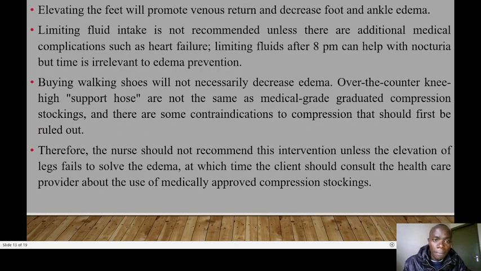Remember that elevating the feet will promote venous return and decrease foot and ankle edema. Limiting fluid intake is not recommended unless there are additional medical conditions such as heart failure. Limiting fluids after 8 p.m. can help with nocturia, but time is irrelevant to edema prevention. Buying walking shoes will not necessarily decrease edema. Over-the-counter knee-high support hose are not the same as medical grade graduated compression stockings.